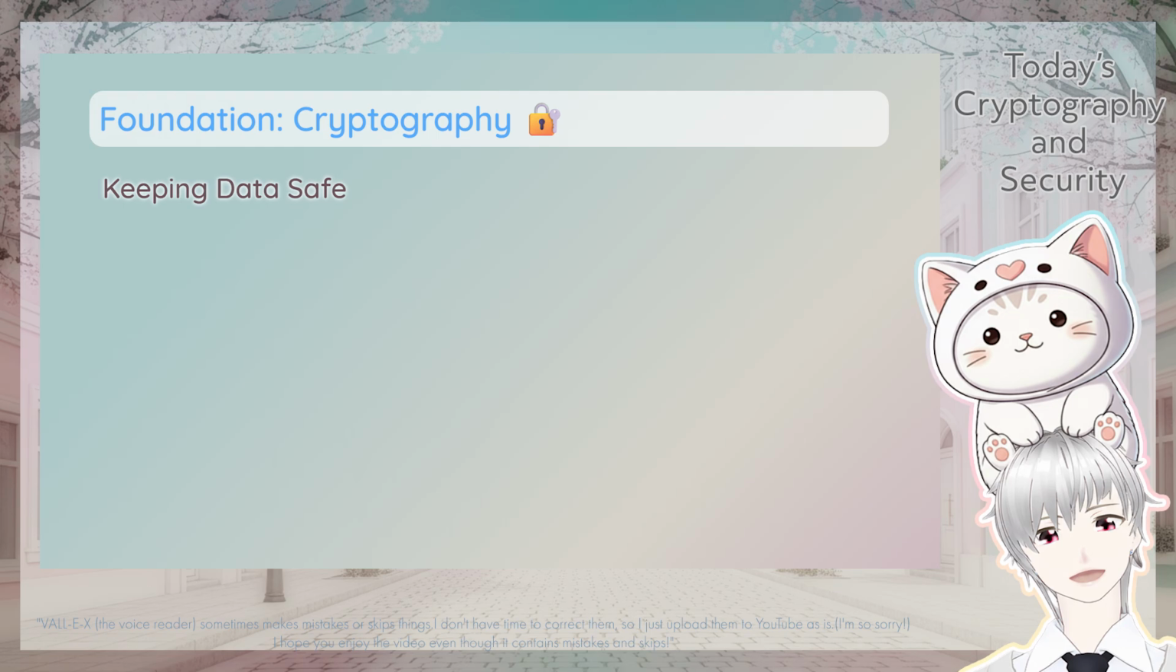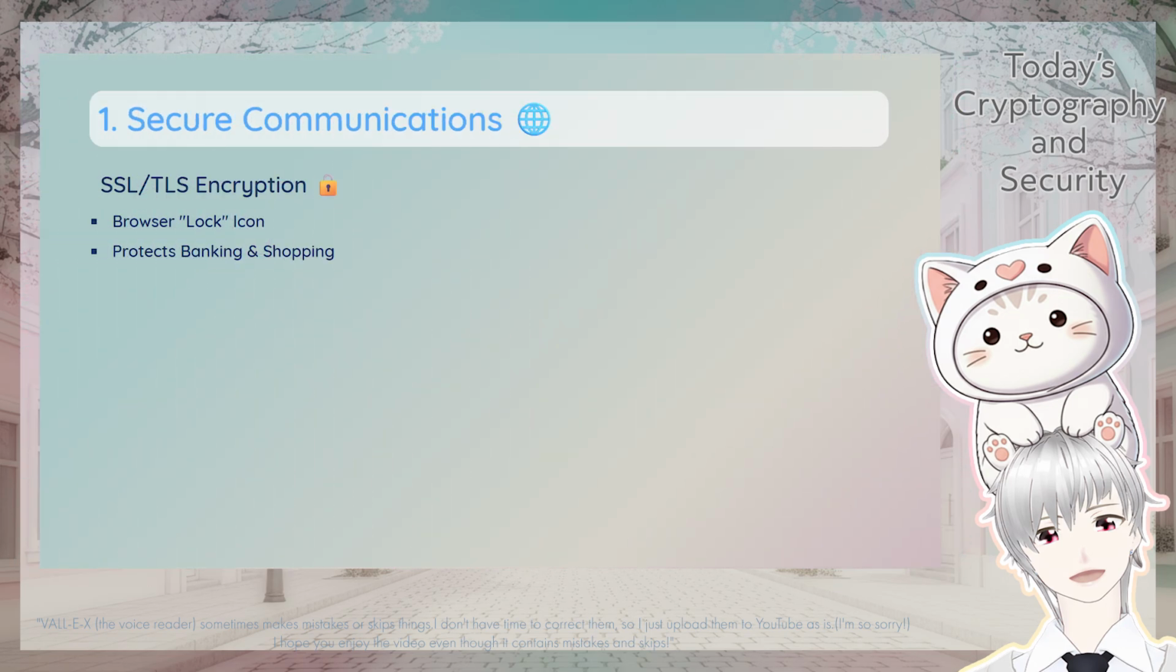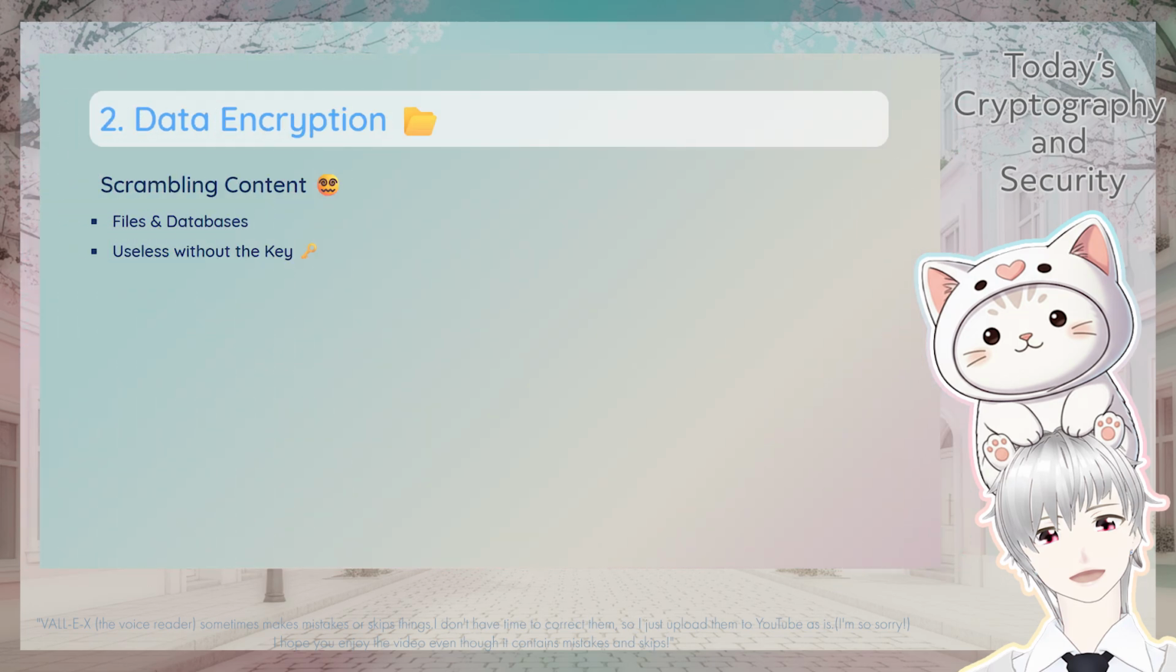Speaking of keeping things safe, this whole topic of privacy is built on cryptography. That reminds me, I need to tell you about some specific applications of cryptography because they are everywhere. First up, secure communications. You know when you see that little lock icon in your browser address bar? That's encryption. It protects your data when you're doing internet banking or shopping online, so hackers can't steal your credit card info. Second, there's data encryption.